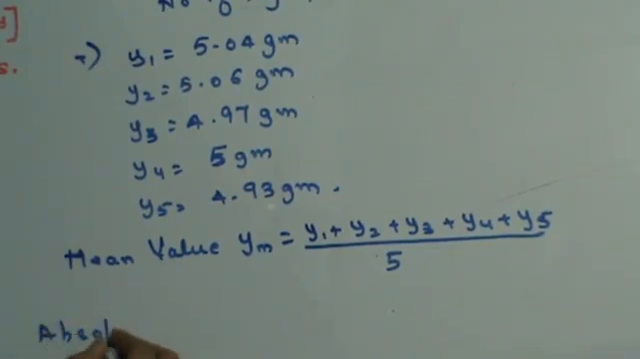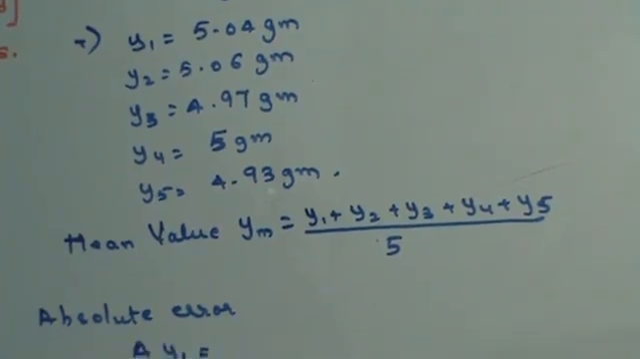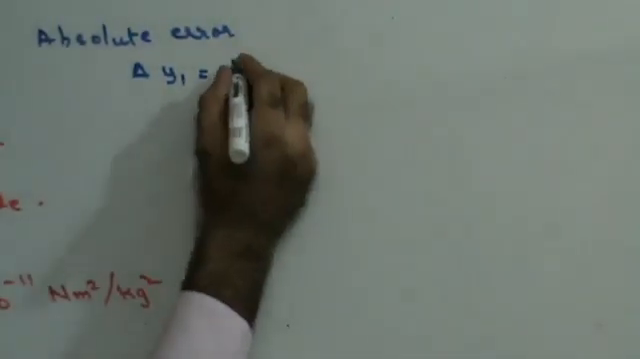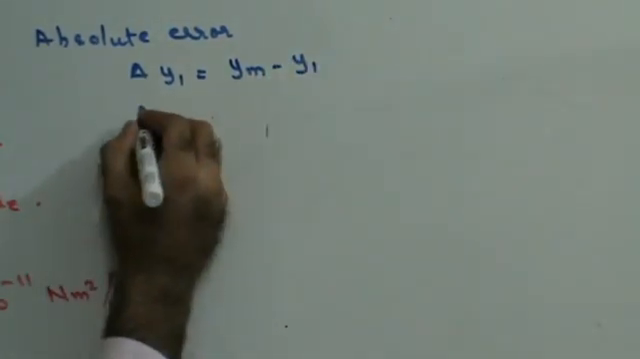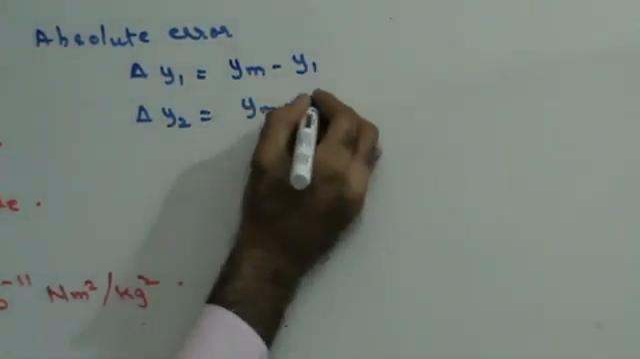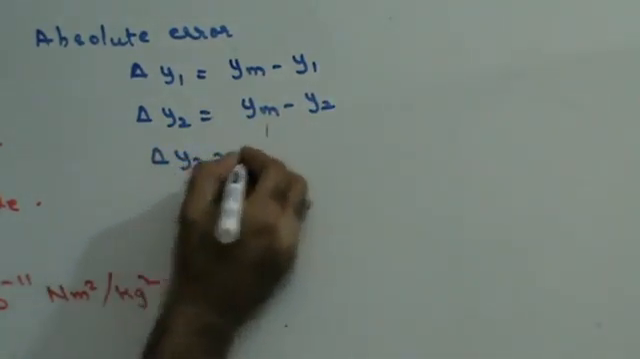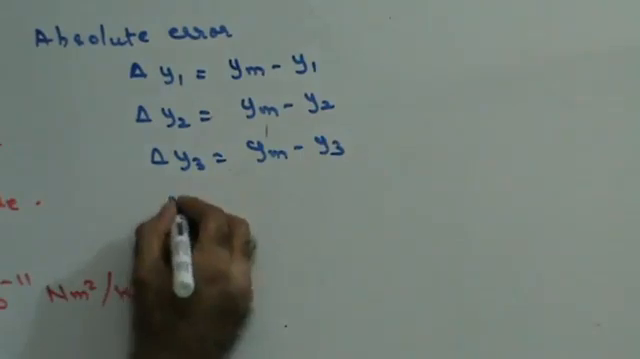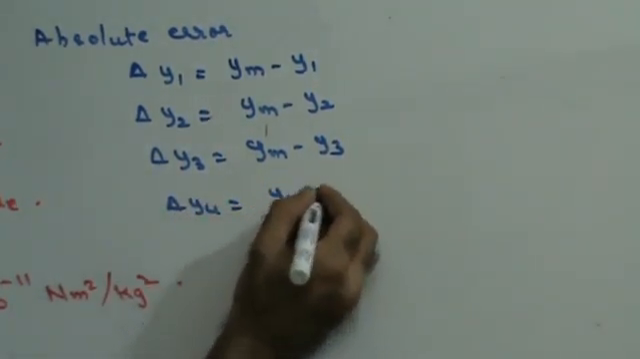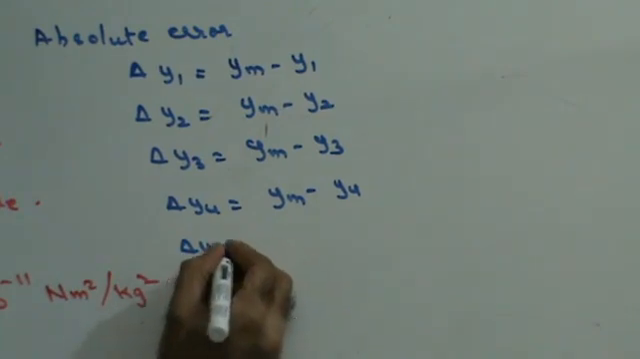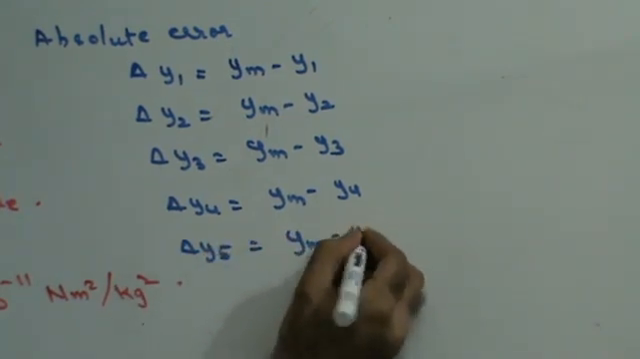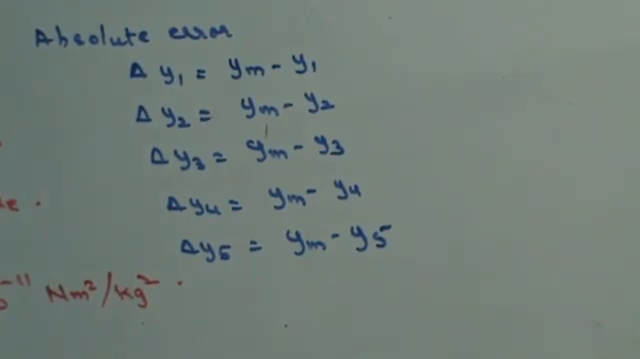Then you find the absolute error. How do you find the absolute error? Absolute error, that's delta y, is nothing but the mean value minus the given value. So absolute error 1 will be mean value minus the given value 1, absolute error 2 is mean value minus the given value 2, then mean value minus the given value 3, mean value minus the given value 4, and mean value minus the given value 5. Those are going to be your absolute errors. I am not showing you the calculations, you will do that on your own.